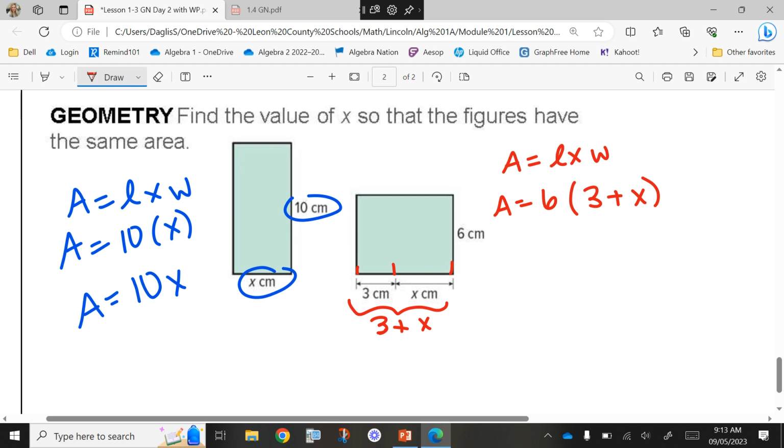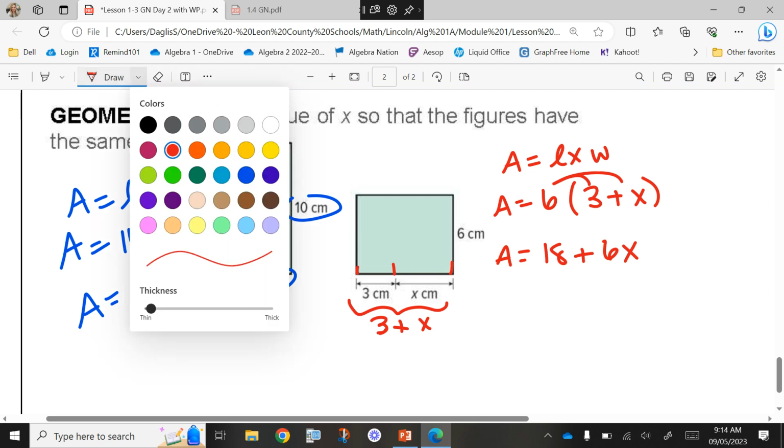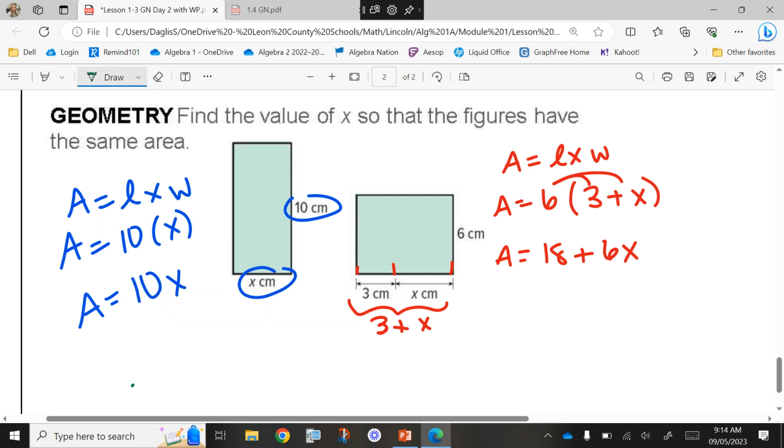All right, now what? Distribute, yes. What is 6 times 3? 18. And then 6 times x? Thank you, 6x. Do we have our 2 areas? Yes, finally. So what are you about to do with those areas? To find the x that works for both of them, to make them the same.